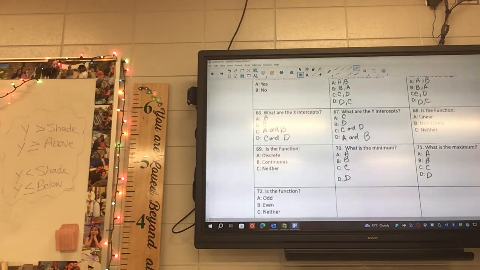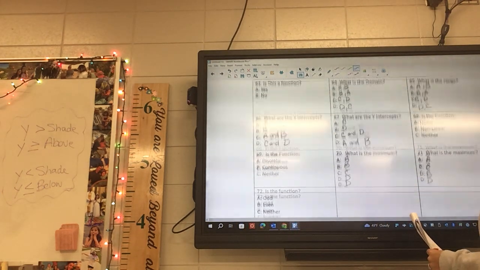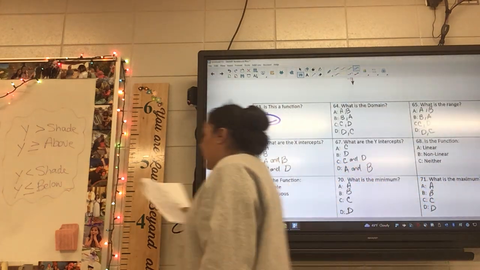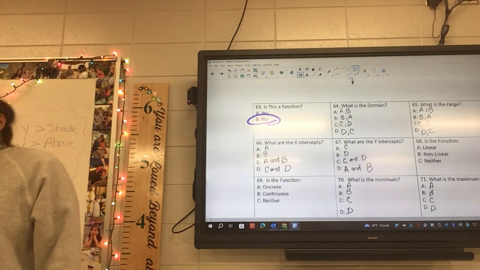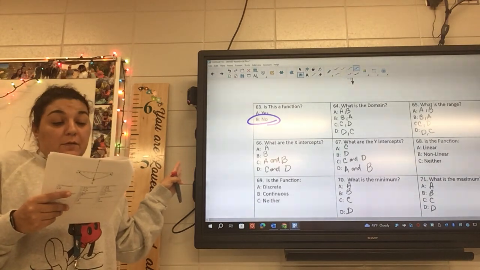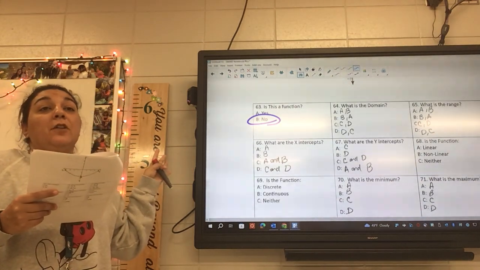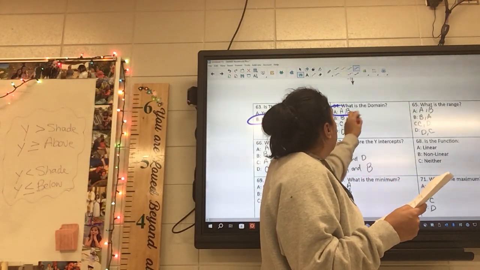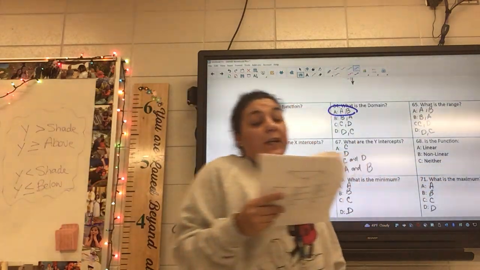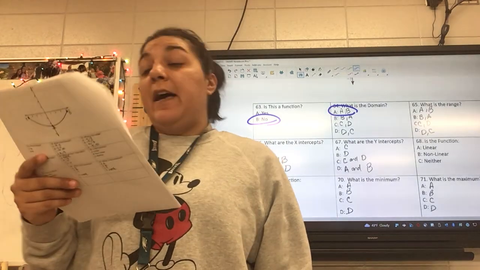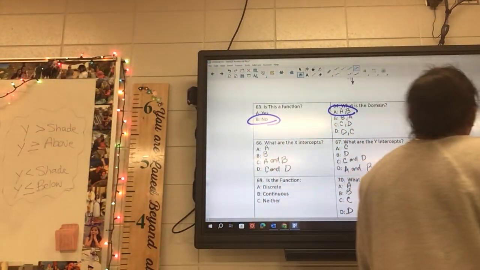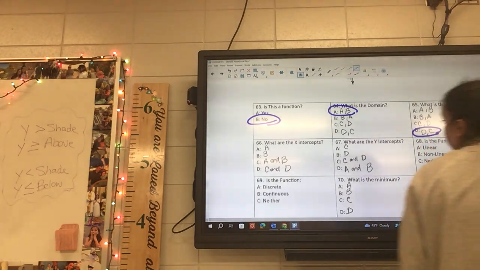Okay. Is this one a function? No, it's not. Okay, what is the domain? Where does it start on the left? A. Where does it finish on the right? B. So AB. Okay, what is the range? Where does it start on the bottom? D. Where does it finish at the top? C. So it's going to be DC.